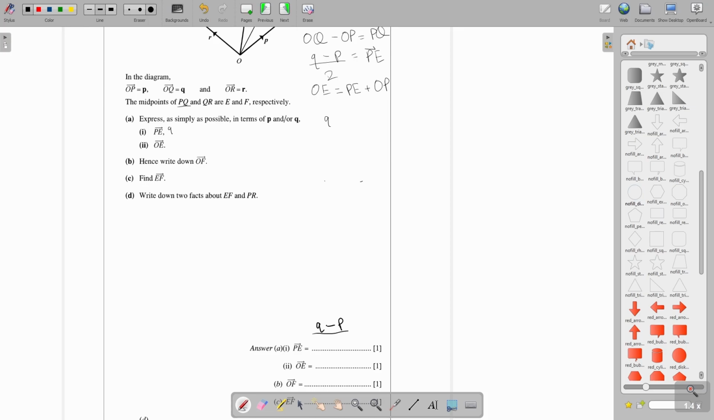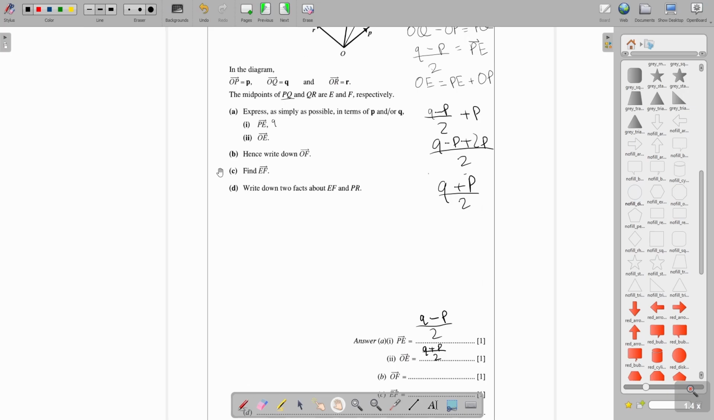So PE is Q minus P over 2, and then OE is Q minus P over 2 plus another P. So that's going to be Q minus P plus 2P over 2, which is just going to end up being Q plus P over 2. So OE is going to be Q plus P over 2.